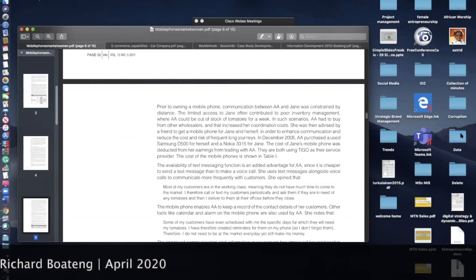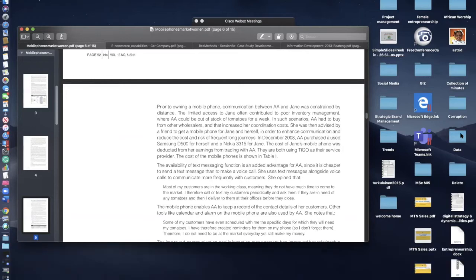Now look at the next statement. The mobile phone enables AA to keep record of contact details of her customers. Other tools like calendar and alarm in the mobile phone are also used by AA. She said that some of the customers have even scheduled with me the specific days for which they will need the tomatoes. I therefore created reminders for them on my phone so that I don't forget them. Therefore, I do not need to be at the market every day.